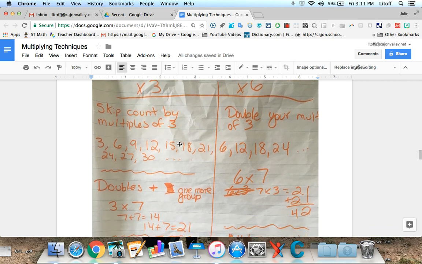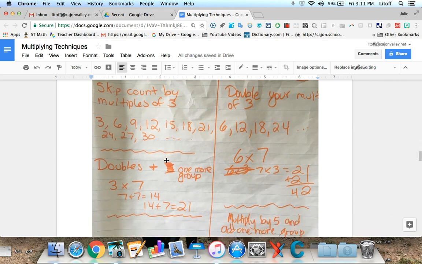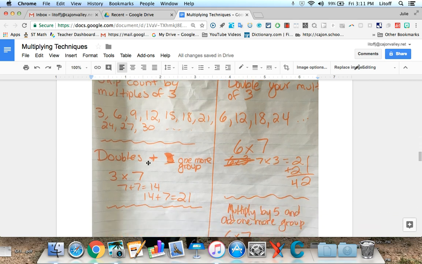3's, you can learn how to just skip count by the multiples of 3. You can also use doubles plus one more group. So that means if you do 3 times 7, you can double the 7, which would be the same as 7 times 2, and then add one more 7.